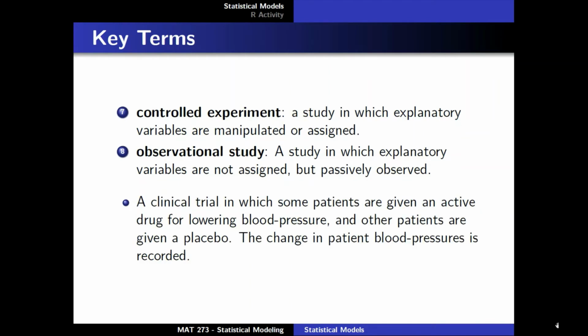Another example, which I sort of alluded to already: suppose we had a clinical trial in which some patients are given an active drug for lowering blood pressure and other patients are given a placebo. Then the change in patients' blood pressures is recorded. So this is a very biostatistics example. This is my bias coming in here. I'll let you think about if this would be a controlled experiment or observational study. Go ahead and hit pause if you want to.